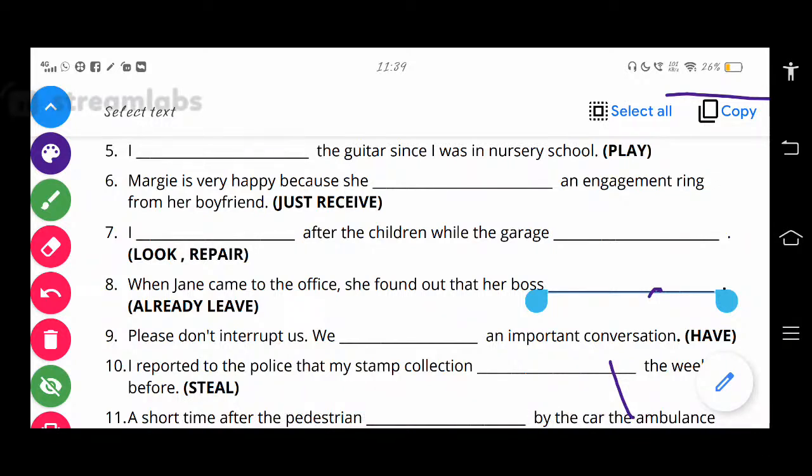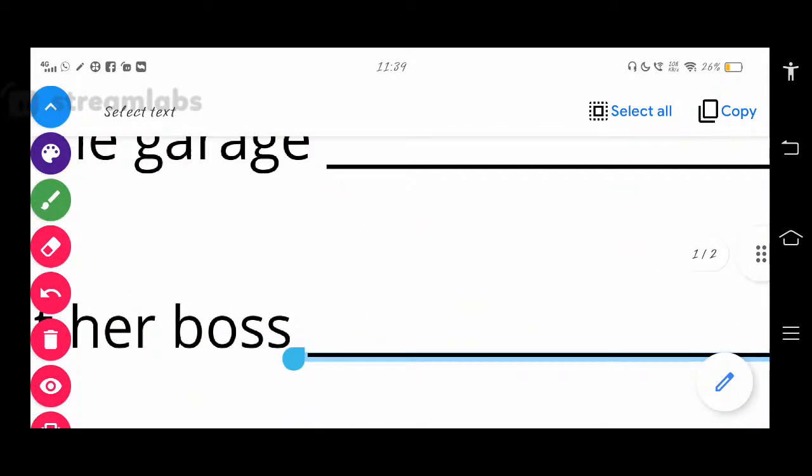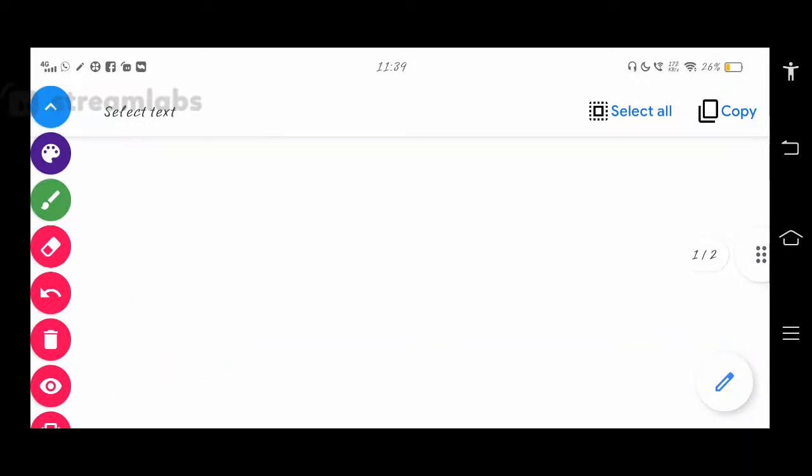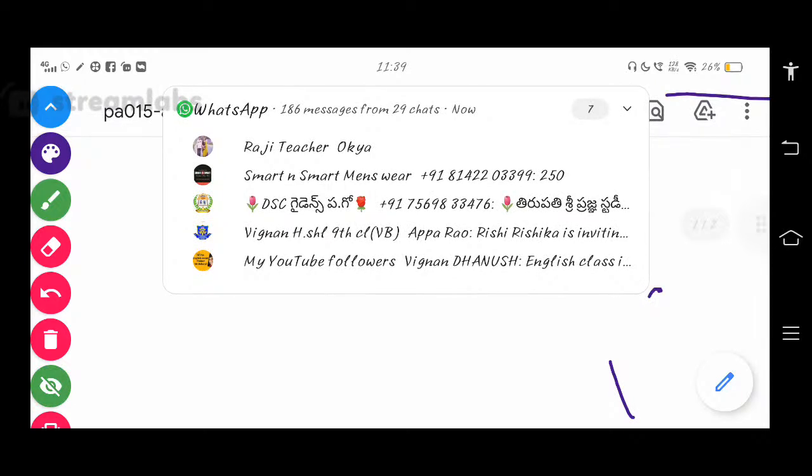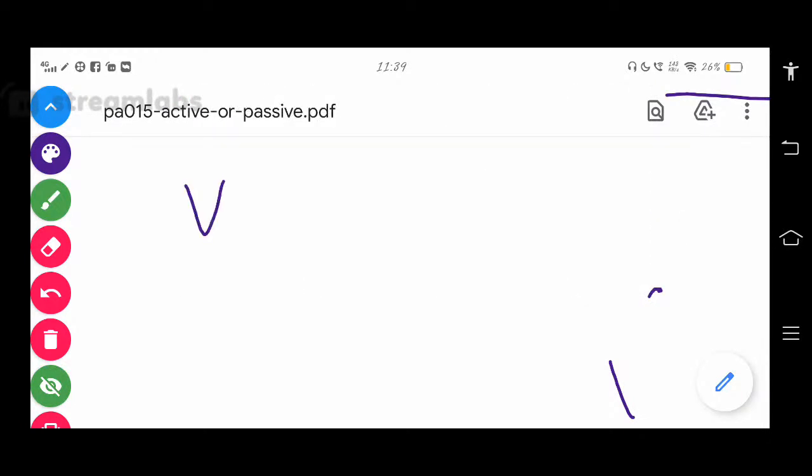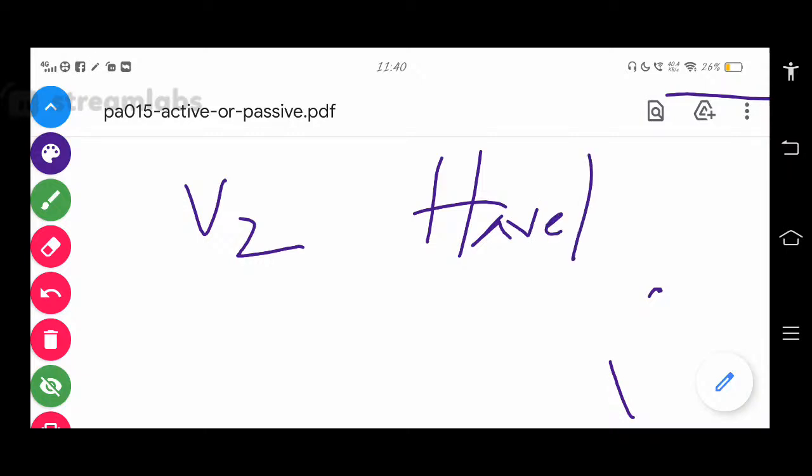You have to understand one thing, especially you people. Here is the second form of the verb versus have or has plus V3. This one has to be understood very well.